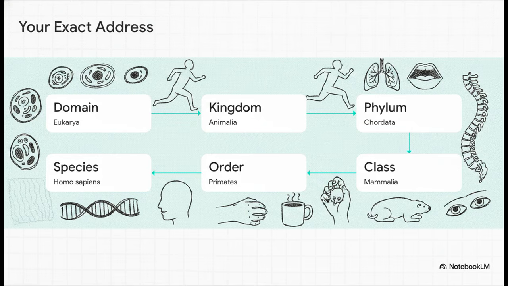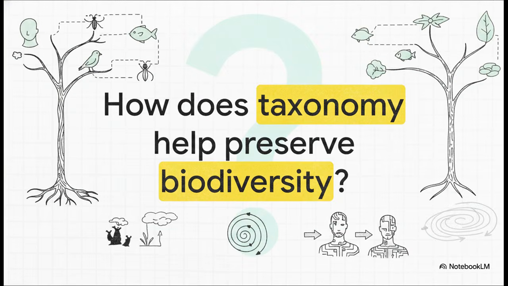This completed list represents your exact biological address in the universe. It proves that you aren't just living on Earth. You are intricately woven into the very fabric of its biology. So, what does this all mean for us? Well, understanding this hierarchy shows us just how incredibly interconnected all life on Earth truly is. Protecting biodiversity isn't just about saving other animals. It's quite literally about protecting our extended biological family.